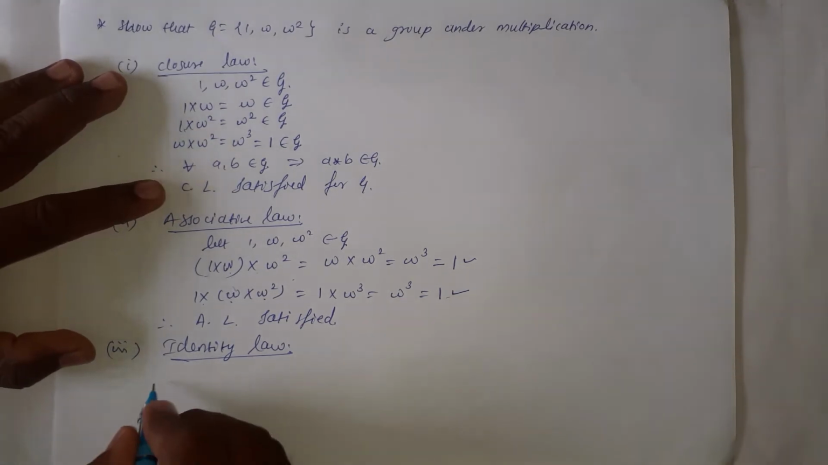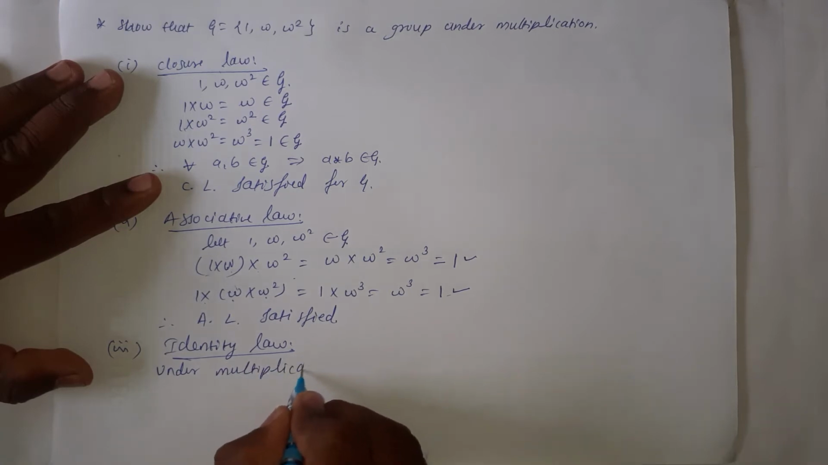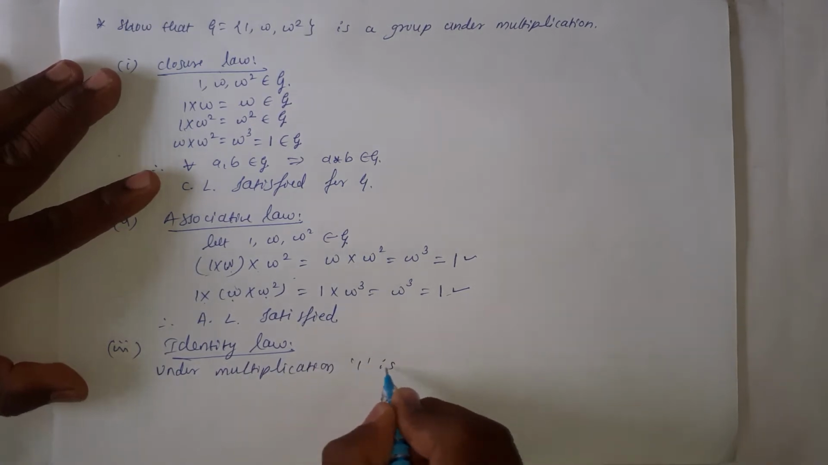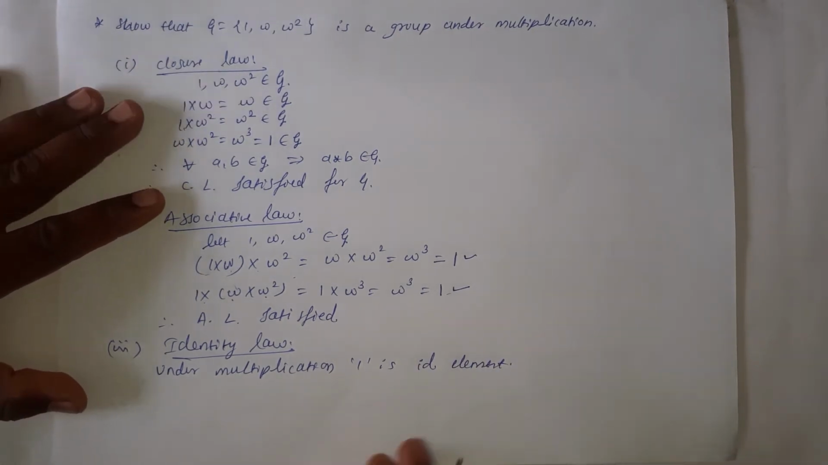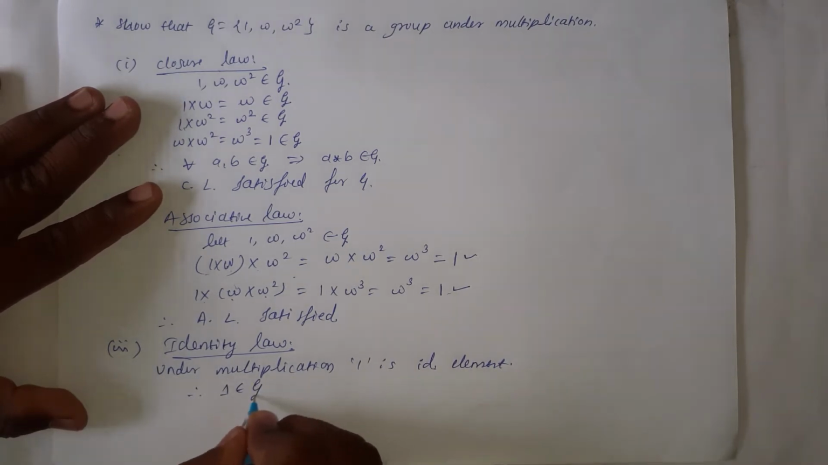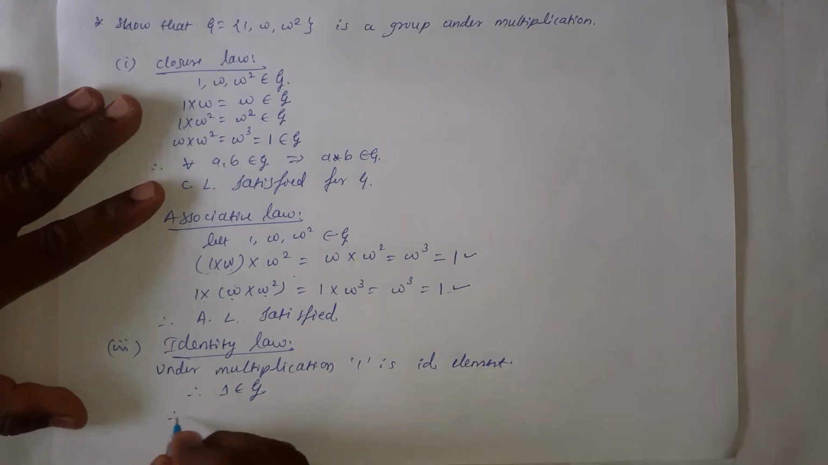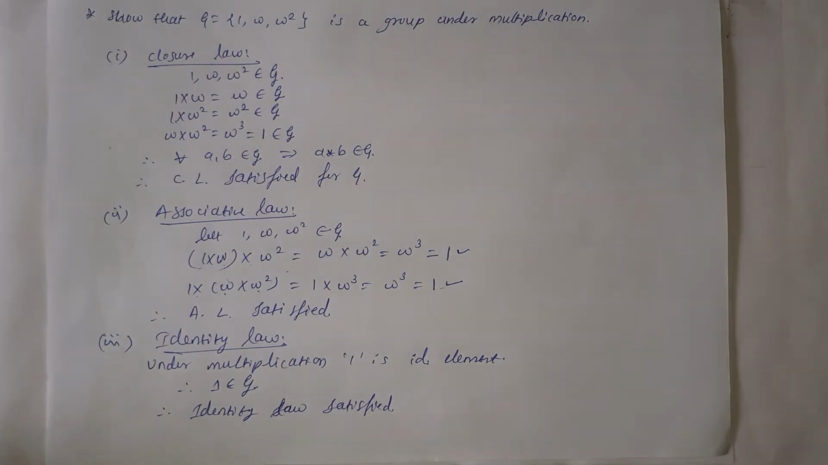Under multiplication, 1 is the identity element. Therefore here 1 belongs to the given set G. Therefore identity law is satisfied. So for the given set G, identity law is satisfied. And the last one is inverse law.